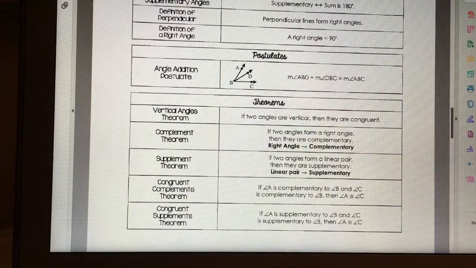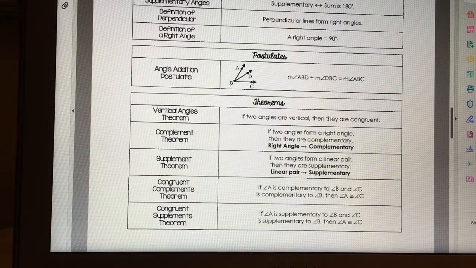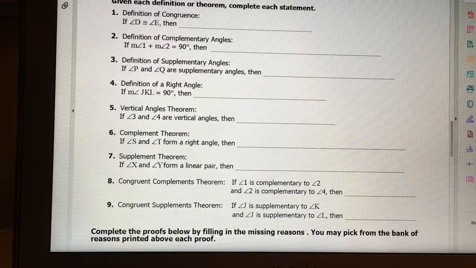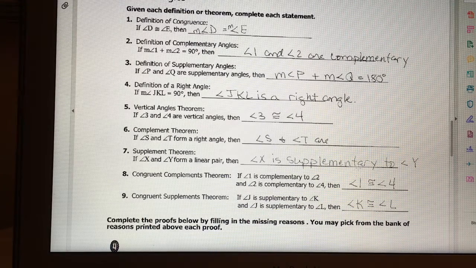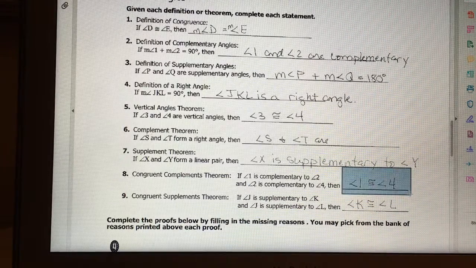The congruent complements theorem says that if angle A is complementary to angle B, and angle C is also complementary to angle B, then angle A must be congruent to angle C. So basically, if you have two different angles that are both complementary with the same angle, so angles 1 and 4 are both complementary to angle 2, then we can conclude that angle 1 is congruent to angle 4.